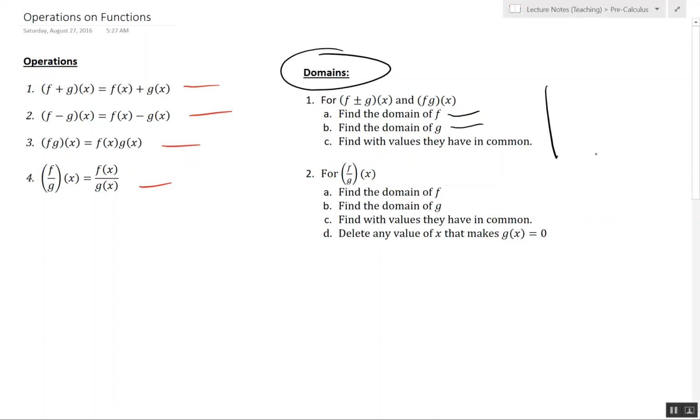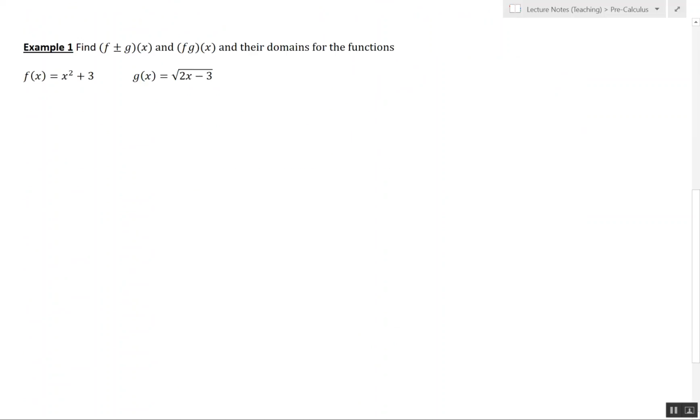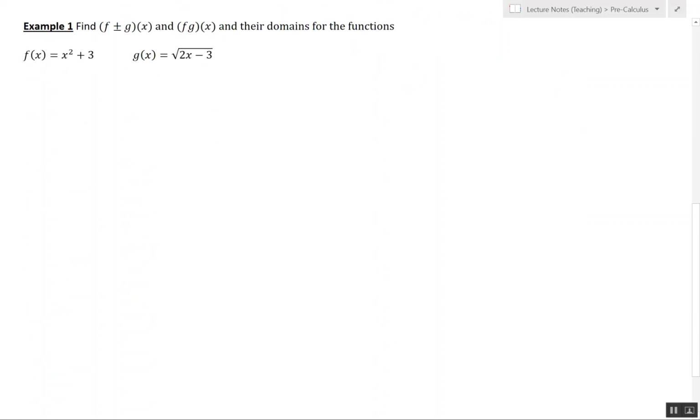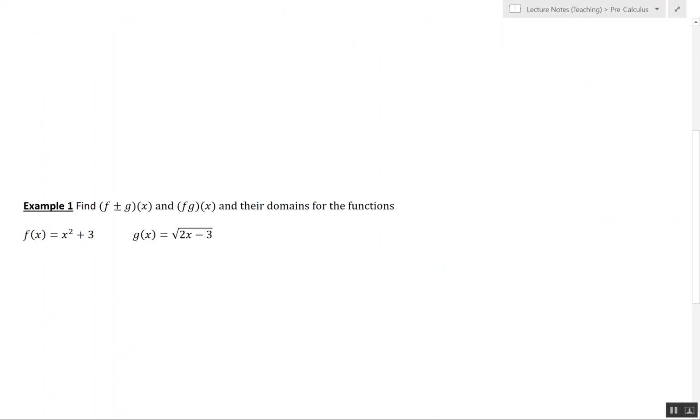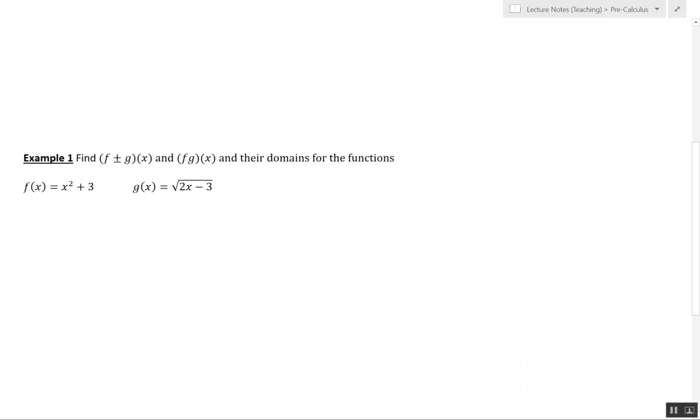Now, for division, the first three steps are the same, but we have this added fourth step, where once you find everything they have in common, then you have to delete any value of x that makes the denominator function g of x zero. So we'll see that in the examples as well. So let's move on to our first example. We're going to find the sum, the difference, and the product of these two functions. And notice that the domains all follow the same procedure, so all three of these functions are going to have the same domain.